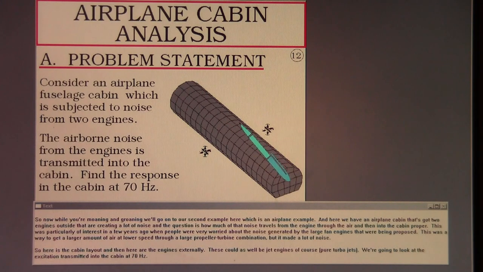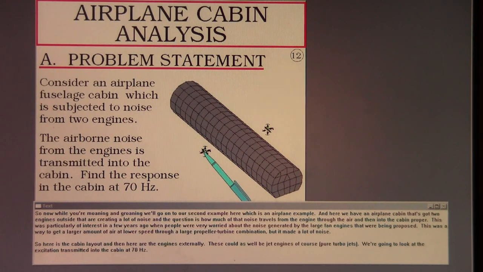So here is the cabin layout, and then here are the engines externally. These could as well be jet engines, of course, pure turbojets. We're going to look at the excitation transmitted into the cabin at 70 hertz.